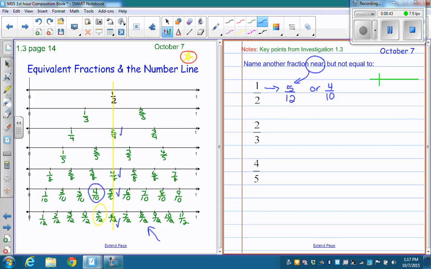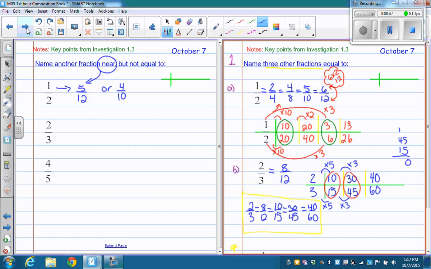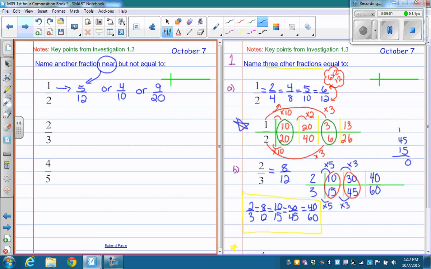There's lots of different examples that you can do there. For example, if we use our information from here, another fraction that's near to 1/2 but not exactly 1/2 would be 9 out of 20, 9/20ths. Because if we look over here, 10/20ths is exactly 1/2. So just a little bit smaller than 10/20ths is 9/20ths.